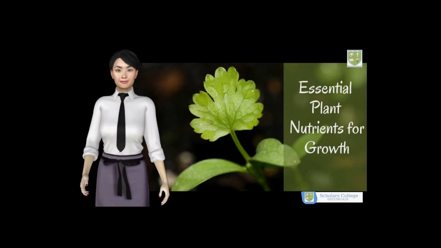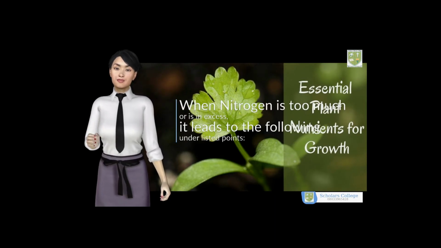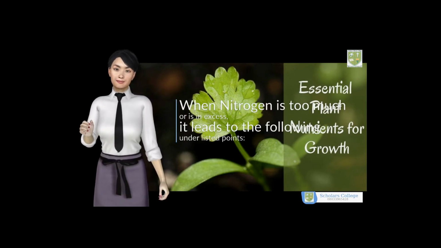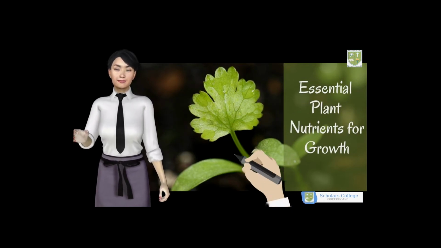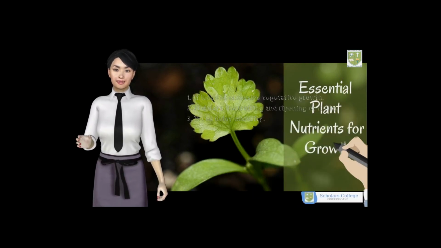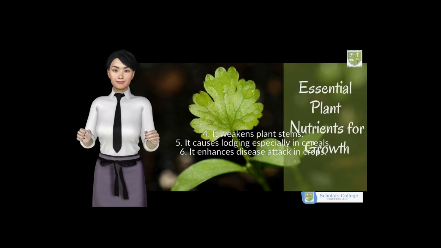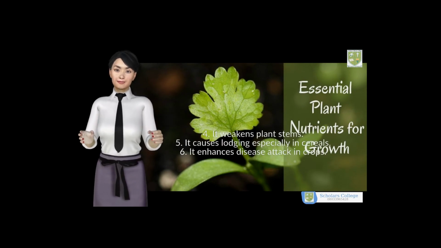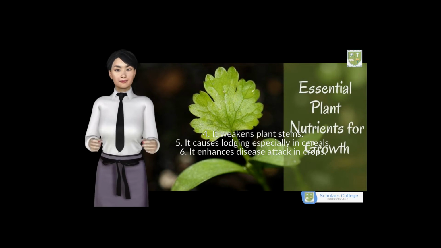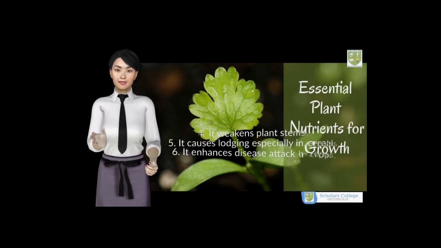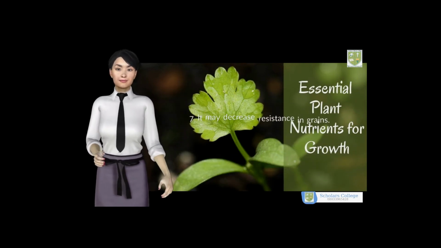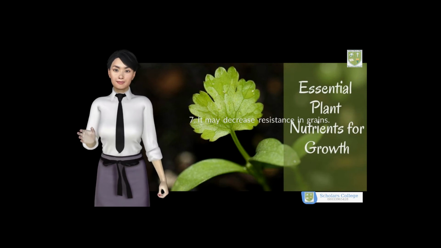Excessive nitrogen. When nitrogen is too much or is in excess, it leads to the following underlisted points. 1. The excess of nitrogen leads to excessive vegetative growth. 2. It delays the fruiting and ripening of fruits. 3. It can delay maturity. 4. It weakens plant stems. 5. It causes lodging, especially in cereals. 6. It enhances disease attack in crops. 7. It may decrease resistance in grains.